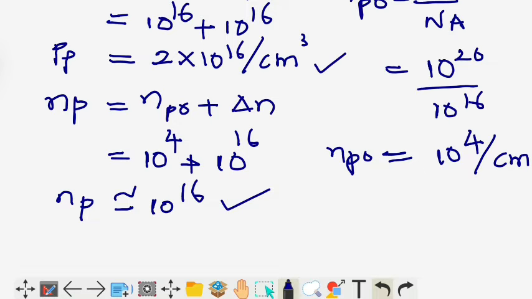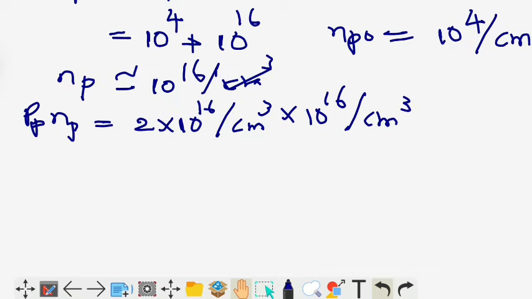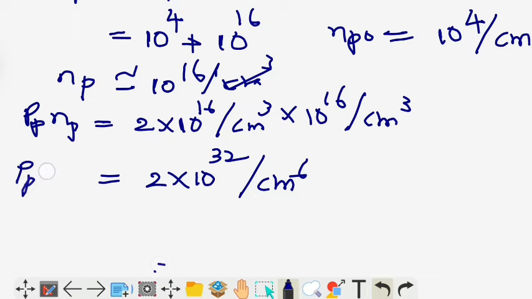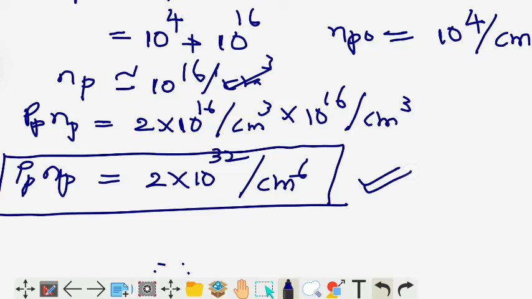The question is asking for the product. So let's do the product, that is pp into np, and that is 2 into 10 to the power of 16 per centimeter cube into 10 to the power of 16 per centimeter cube. This is also per centimeter cube. So what is the answer that you are getting here? That is 2 into 10 to the power of 32 per centimeter to the power of 6. That is the product of holes and electrons in the steady state due to the light exposure. This is 2 into 10 to the power of 32. This is the correct answer for this question.